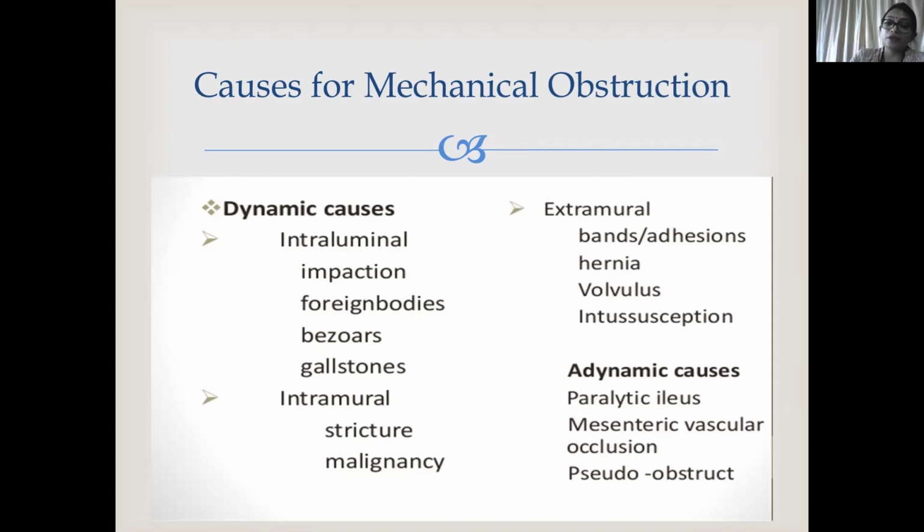And again, one of the causes of intramural obstruction is malignancy. Okay, and extramural, again, bands and adhesions are reasons. Hernia, which was mentioned by one of you, falls under extramural. Volvulus, intussusception, all these fall under extramural. And now we have the adynamic causes. We talked about paralytic ileus, mesenteric vascular occlusion, and pseudo-obstruction. All these fall under non-mechanical or adynamic functional obstruction.